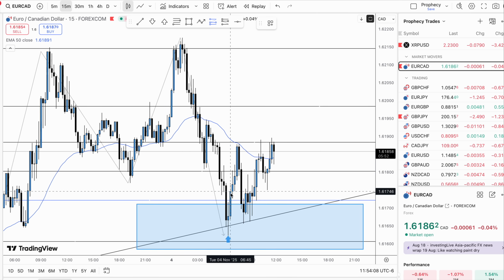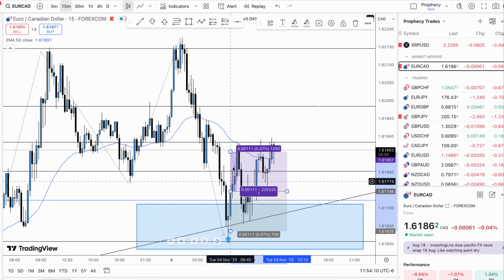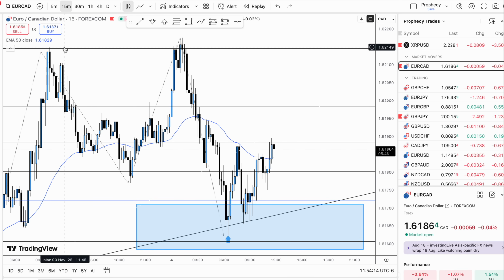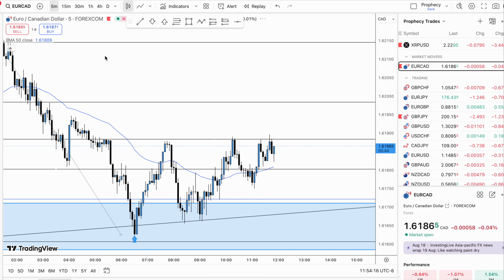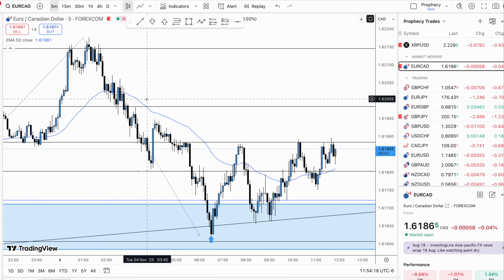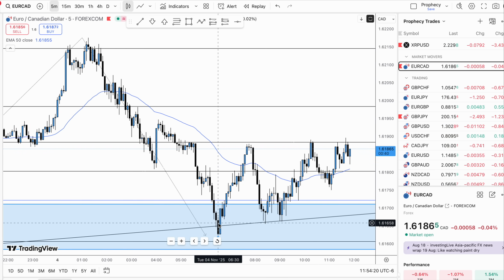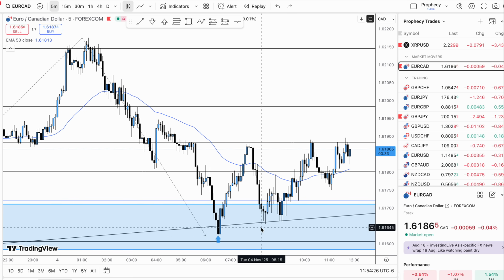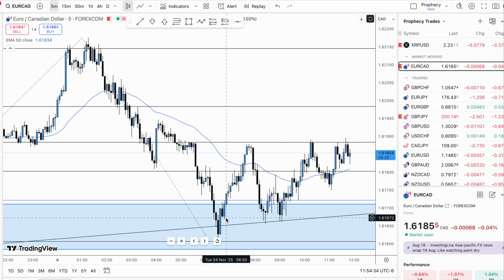So you could have entered here, this would have been a great entry, but I'm going to show you down to the 5-minute of what I actually saw too, on where I actually entered the market. So we were somewhere, I want to say we might have entered somewhere in this region, but I'm going to show you in the 5-minute candles where optimal entries would be.